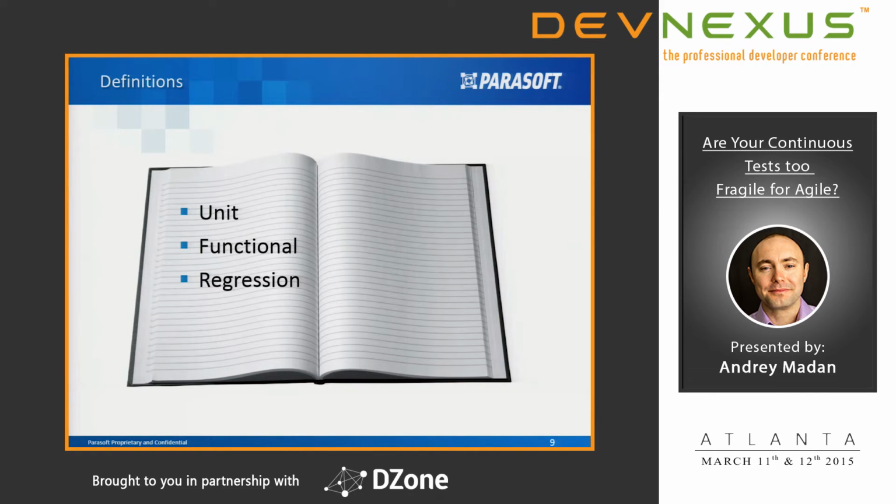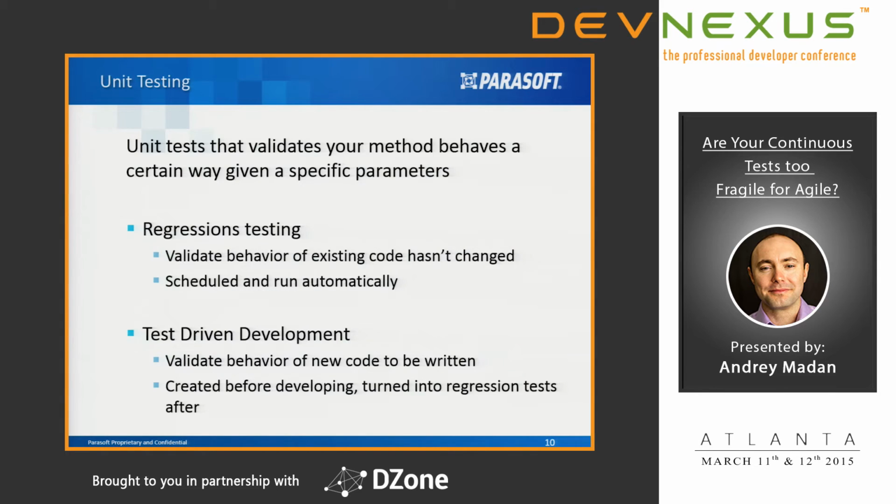Functional testing is when you test: does the software work per your requirements? And regression testing tells you, did you break anything? So these are different levels of testing that serve different purposes. Unit testing validates whether your method or function behaves the way it's supposed to under different conditions.